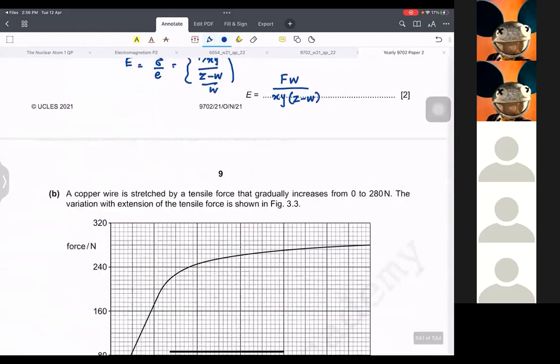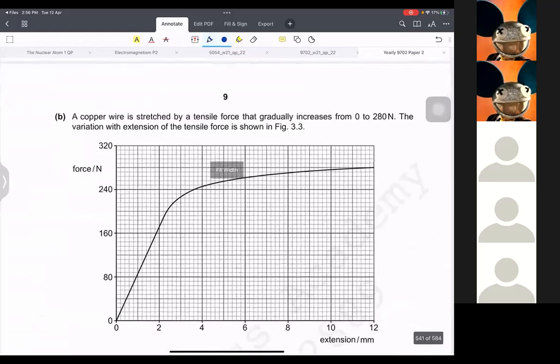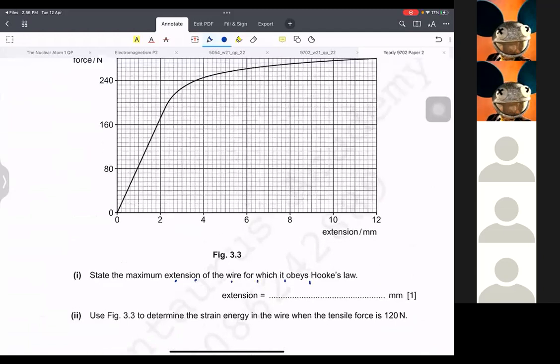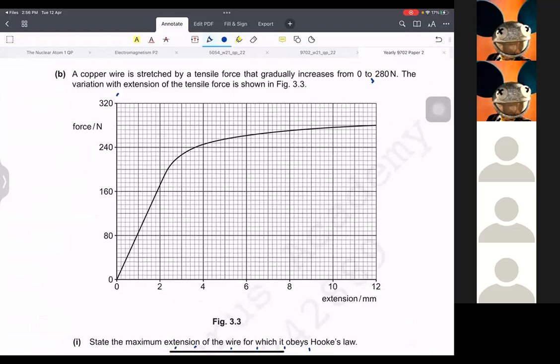Okay, then the copper wire is stretched and the tensile force increases to 80. Now it says state the maximum extension of the wire for which it obeys Hooke's law. Whenever such a question comes, you're going to take your ruler, put it to the start, and then just see where the line bends. So basically it is bending right here. And then when you're done, you will just remove your ruler and check. So I think it is about 2.4, right?